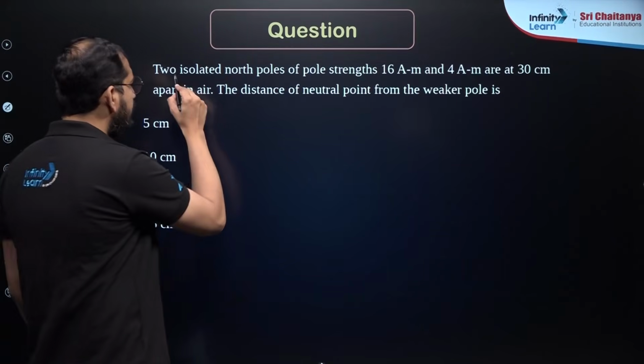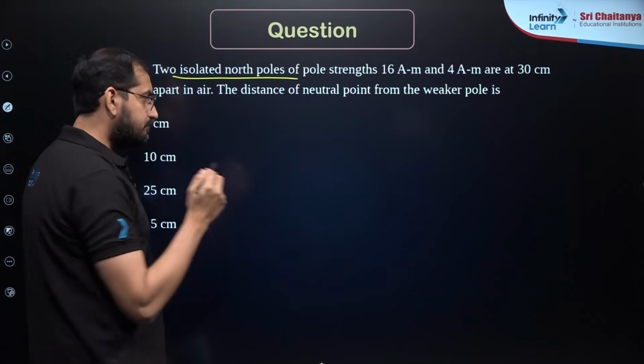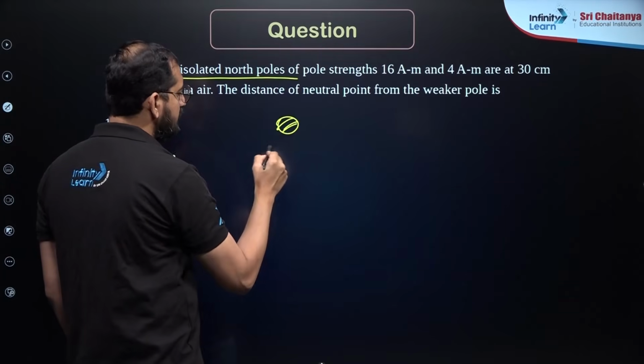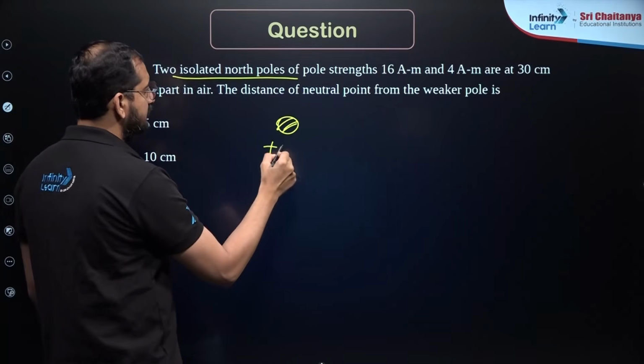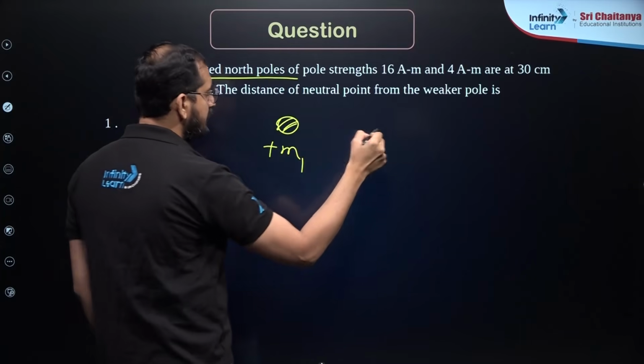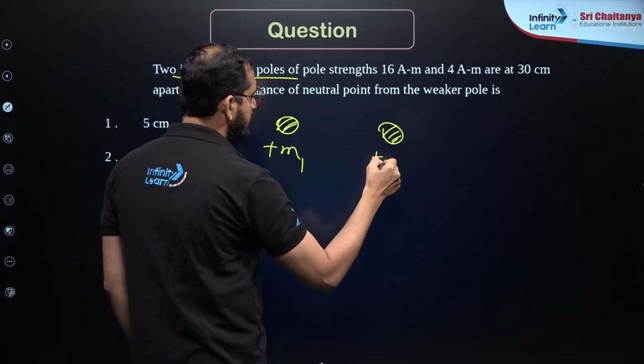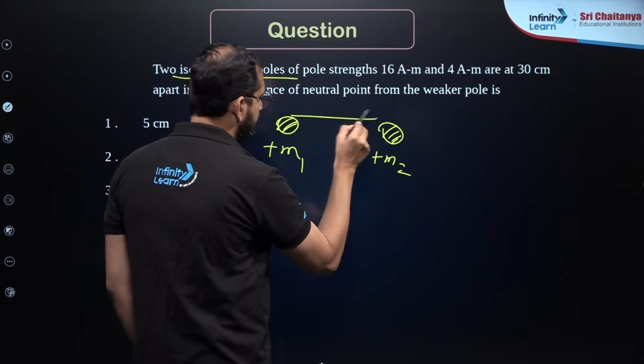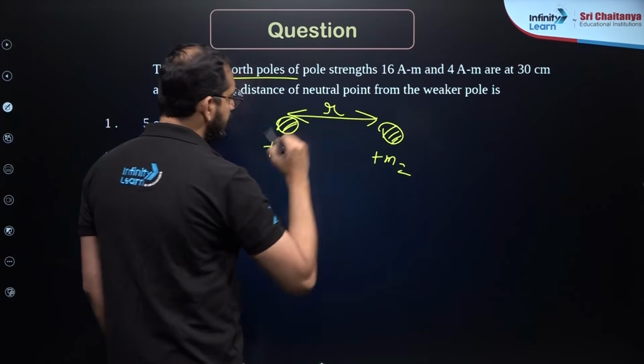Okay, so we have two isolated north poles. Let's call them magnetic charges. This is plus M1, and this is another magnetic charge, plus M2. The distance between them is R.